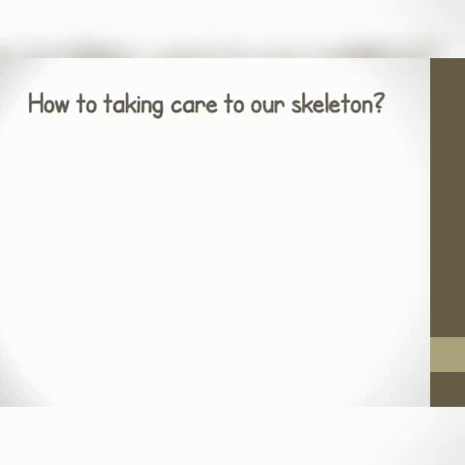Okay. Now, how to take care of our skeleton? Do you know how? There are some ways to take care of our skeleton. The first one is a healthy diet. So we have to eat healthy food that is good for our bones, such as cheese, eggs, yogurt, and then green vegetables and citrus fruits. Without a good diet, our bones can bend and break easily.